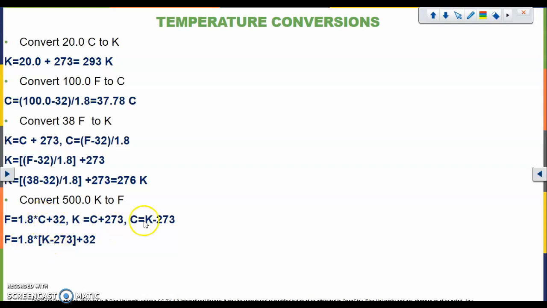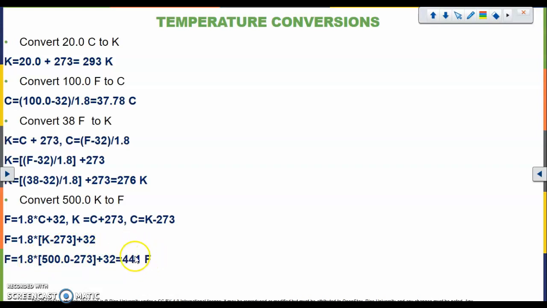Right, so this C has now been replaced by K minus 273. If we do that, 500 minus 273, plus 32 times 1.8, all of that stuff. Actually, you need to do this inside the parentheses first. 500 minus 273 times 1.8 plus 32, we get 441 degrees Fahrenheit.